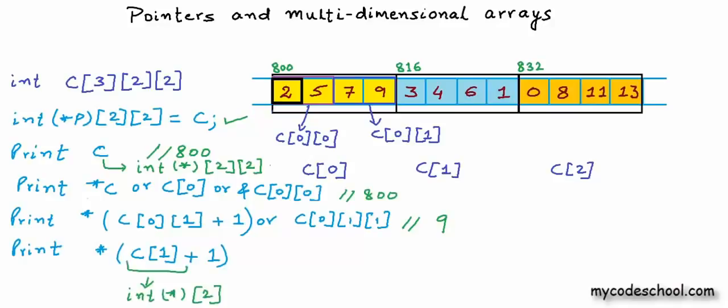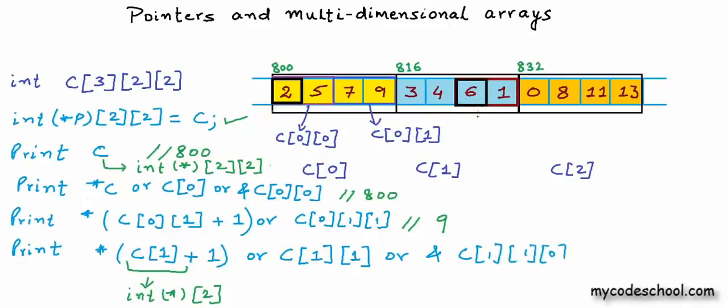C[1] will return us a pointer to one-dimensional array, the first one-dimensional array in C[1], this block containing integers 3 and 4. Adding 1 is performing pointer arithmetic and going to the next one-dimensional array. It's going to this one-dimensional array containing 6 and 1. And now dereferencing is basically getting the one-dimensional array from the pointer. And if you just use the name of the one-dimensional array, you get a pointer to the first element in one-dimensional array. So we will get a pointer to this integer 6.